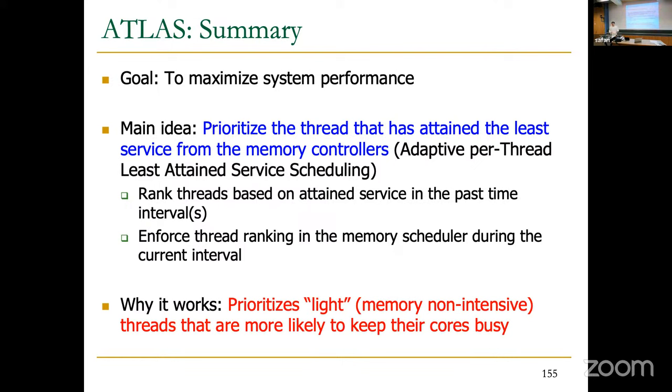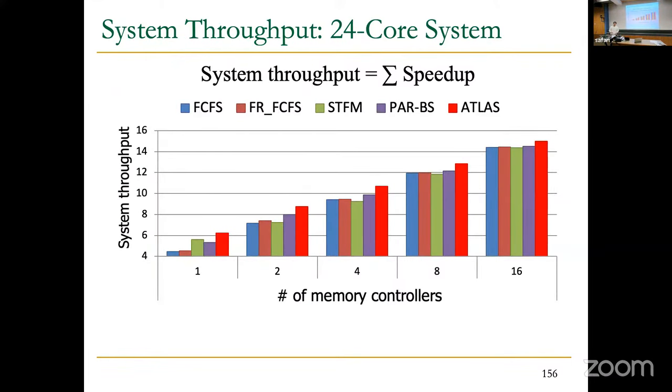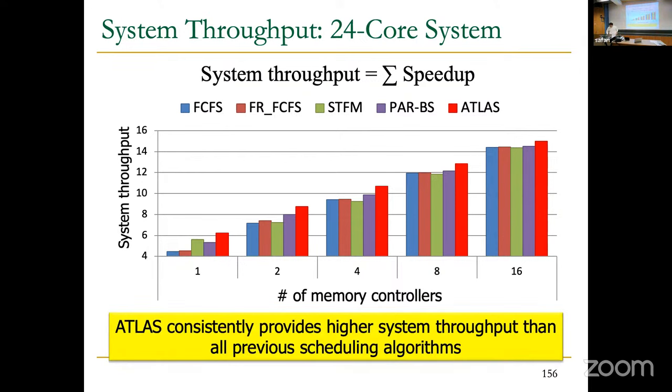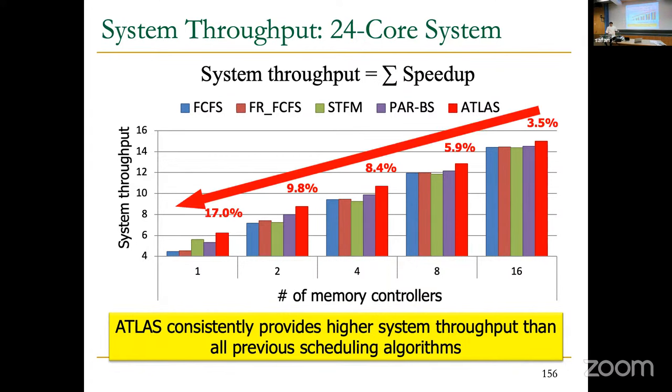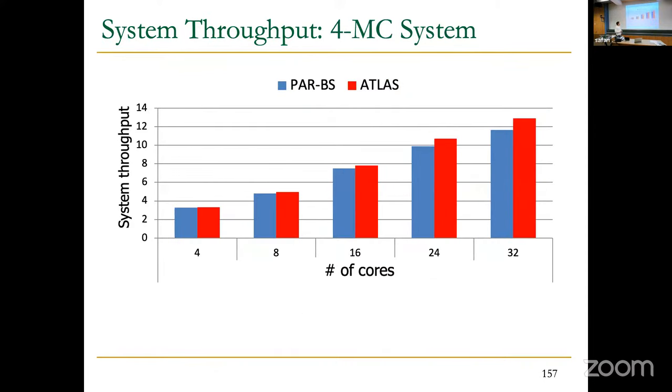Why does it work? Because it prioritizes these light or memory non-intensive threads that are more likely to keep their cores busy. This is the same insight we had in the previous paper, exploited to a greater extent here. It provides better system throughput than prior work, FR-FCFS and FCFS, in a 24-core system, and we have a different number of memory controllers on the x-axis. As the number of memory controllers increases, our system throughput also increases with ATLAS, and it consistently provides higher system throughput than all previous scheduling algorithms.